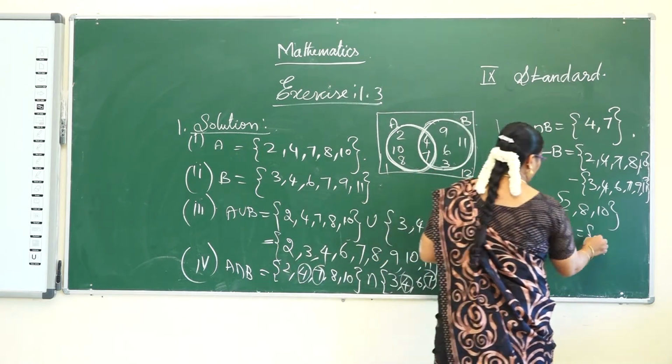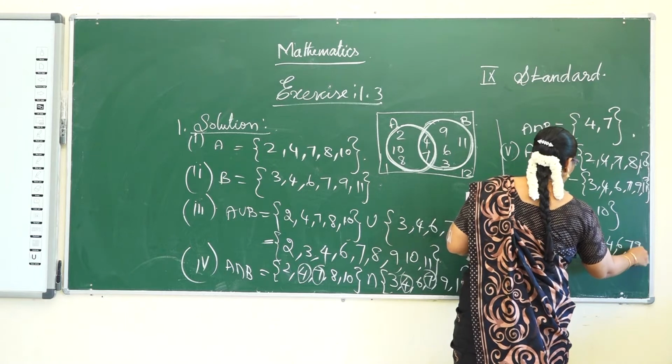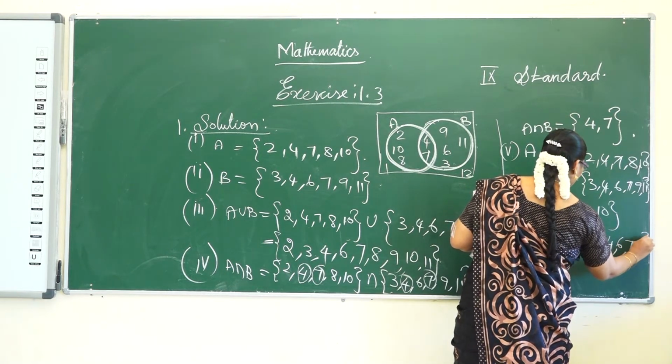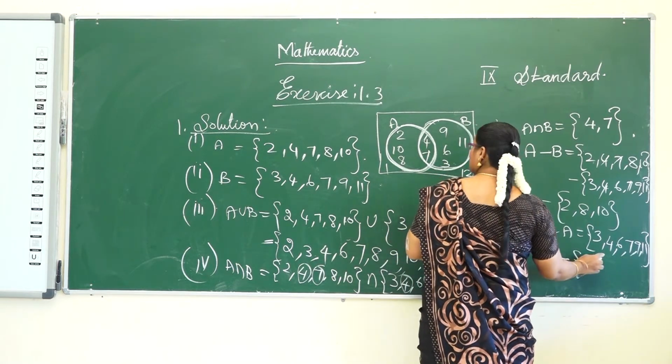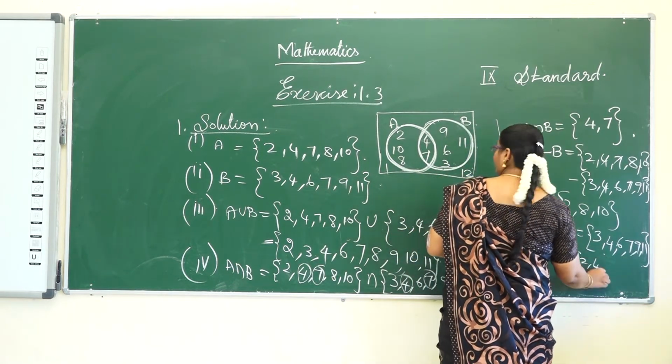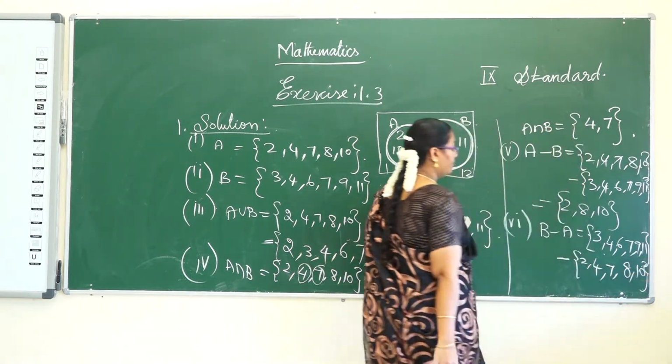And then the sixth one, B difference A. So what are the elements in set B? 3, 4, 6, 7, 9, 11. Set difference, the set of all the elements in set A is 2, 4, 7, 8, 10. Okay.